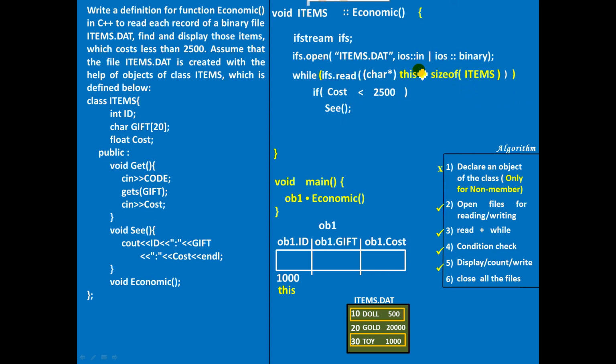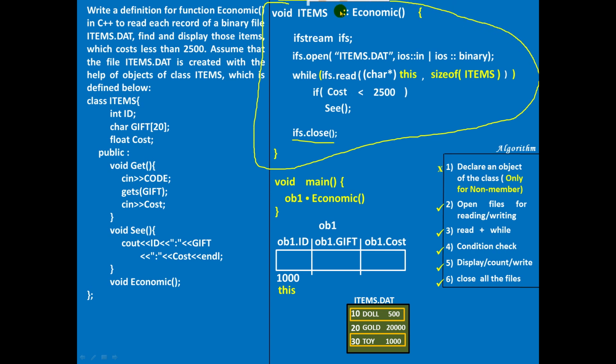So make a note of this one. Inside a member function, we will not write ob1.member name, just member name like this. And the last step, once the use is over, you can close all the files. So ifs.close. So this is what you need to write in the answer paper. And what this function does is all the records where cost is less than 2500 will be displayed in the computer's monitor.